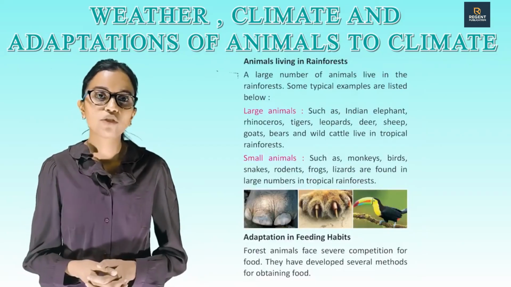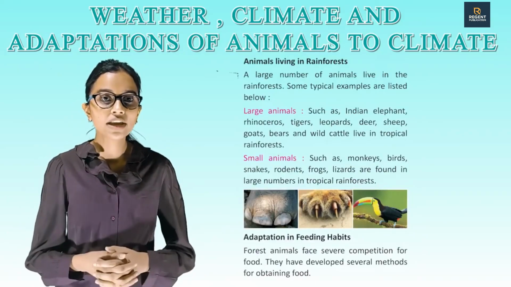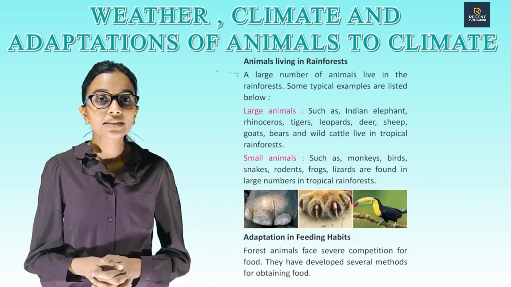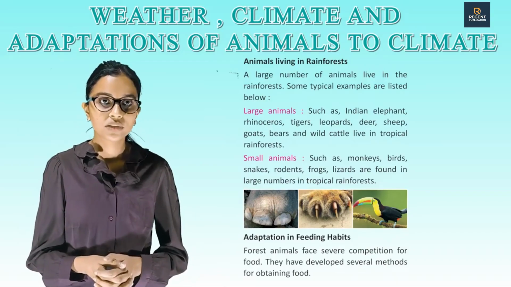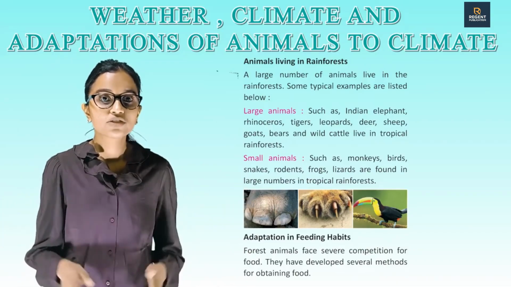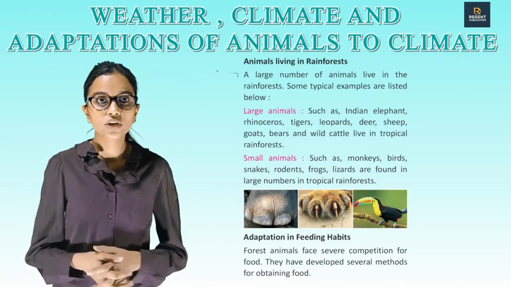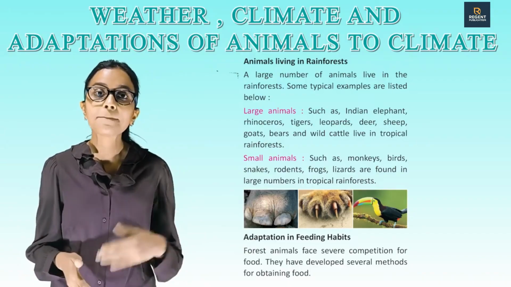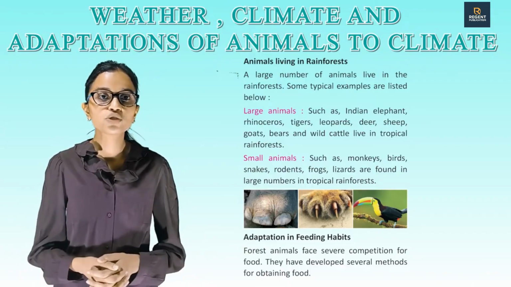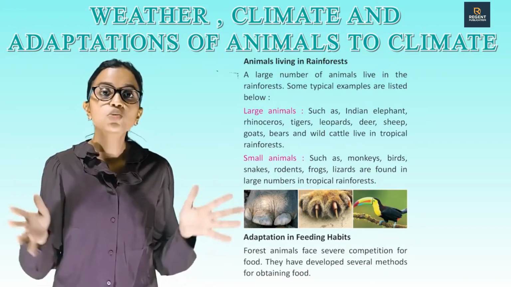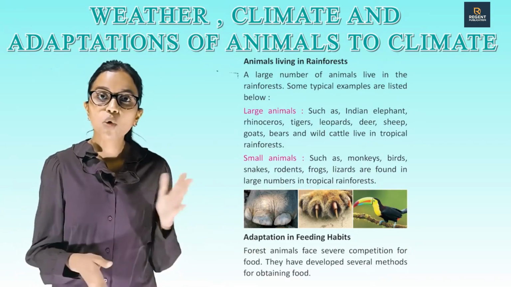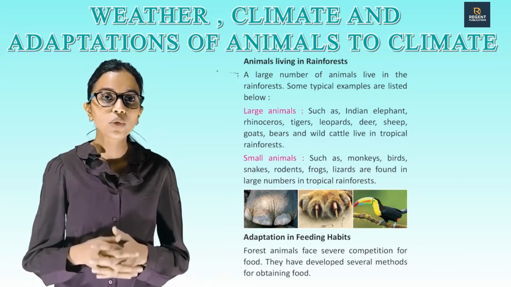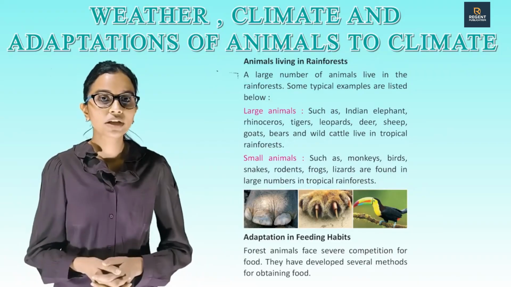Animals living in rainforest. A large number of animals live in the rainforest. Some typical examples are listed below. Large animals such as Indian elephant, rhinoceros, tigers, leopards, deer, sheep, goats, bears, and wild cattle live in tropical rainforest. Small animals such as monkeys, birds, snakes, rodents, frogs, and lizards are found in large numbers in tropical rainforest.